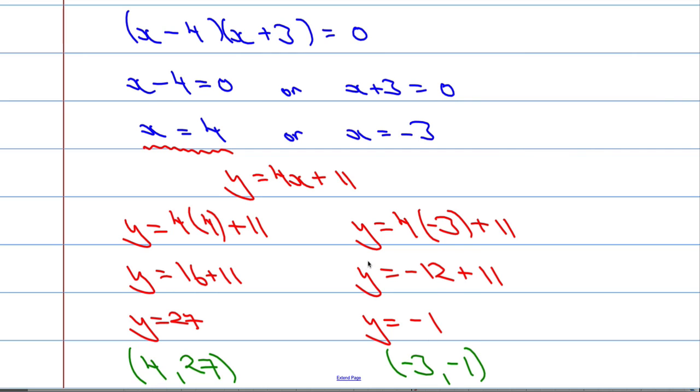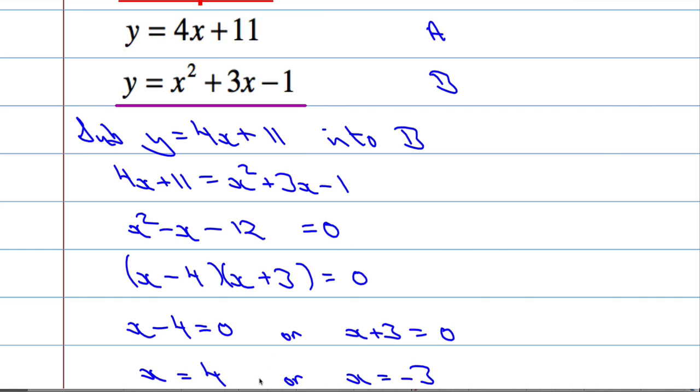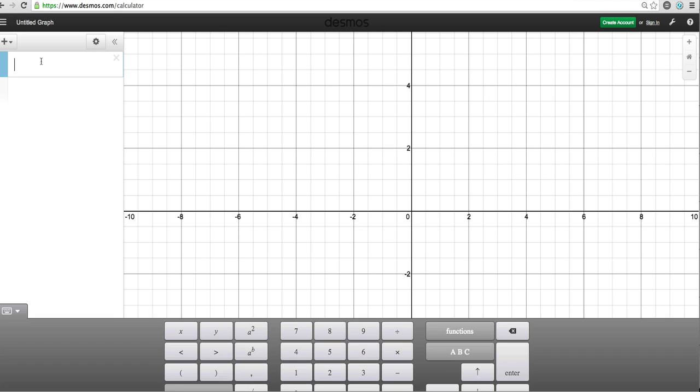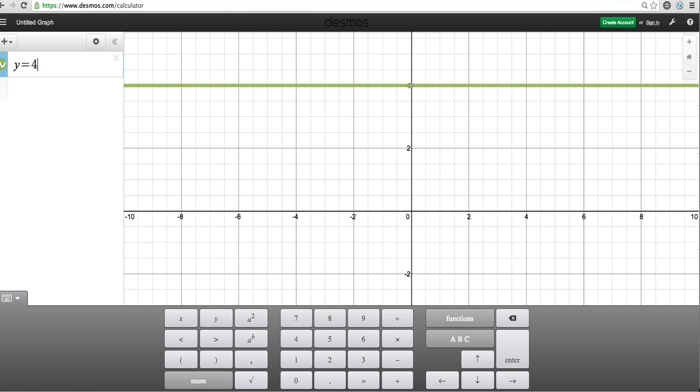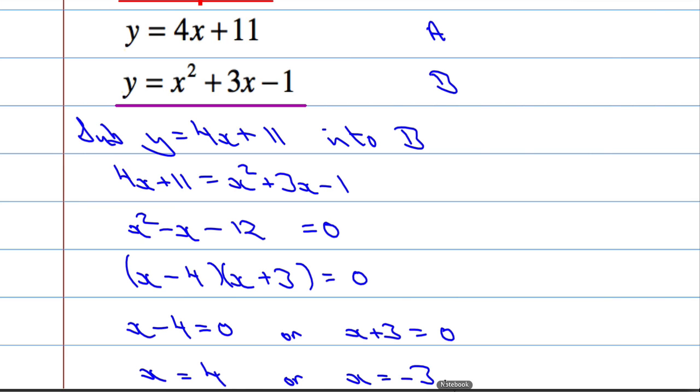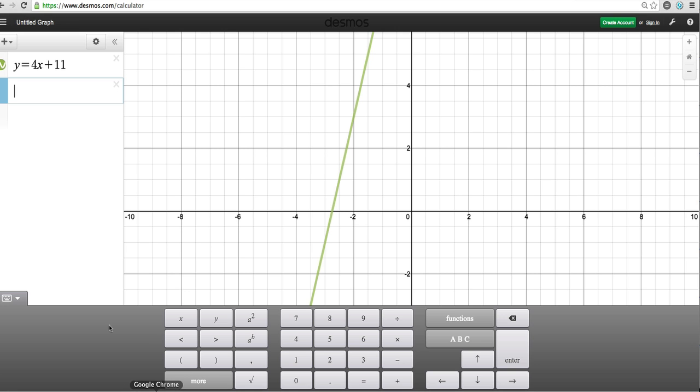Let's go back to Desmos and just see how we did. So y equals 4x plus 11. Clear that. y equals 4x plus 11. And I can't stress enough, guys, the power of this application, Desmos. It's brilliant and really good to work with any sort of graphs. So y equals x squared plus 3x plus 1.